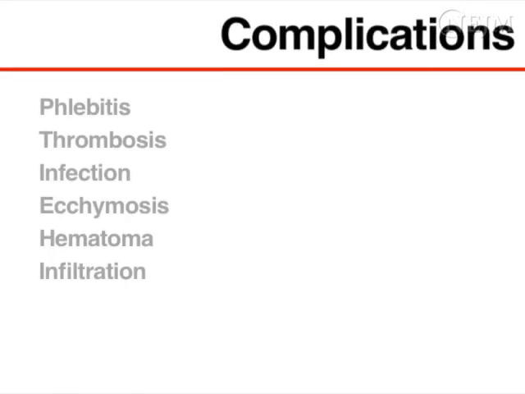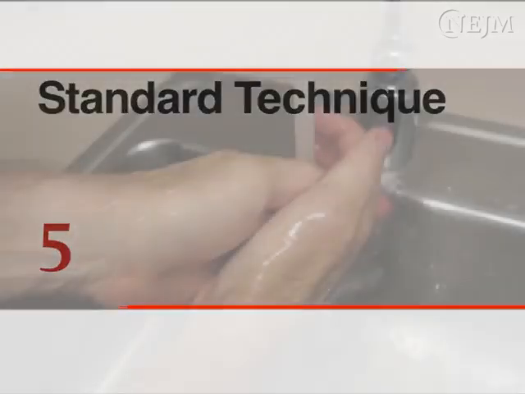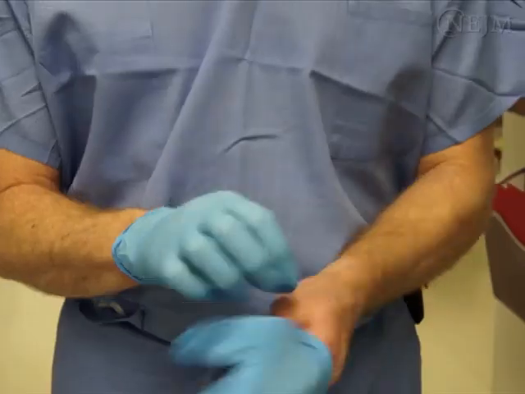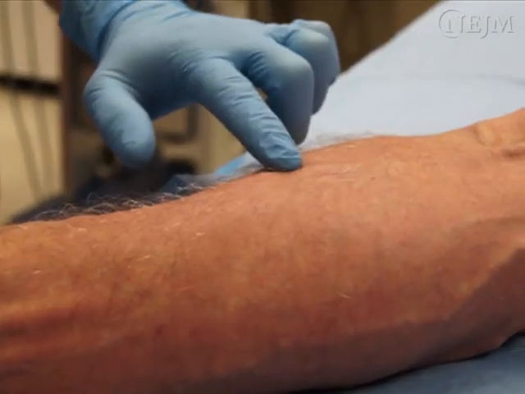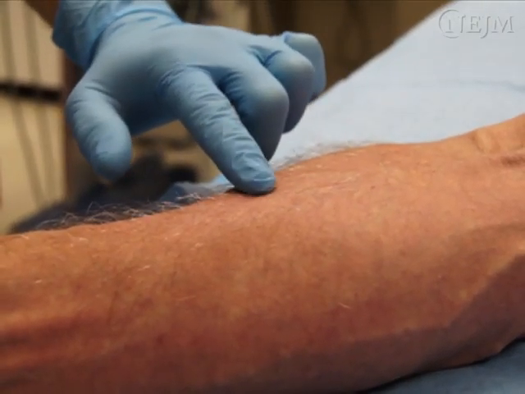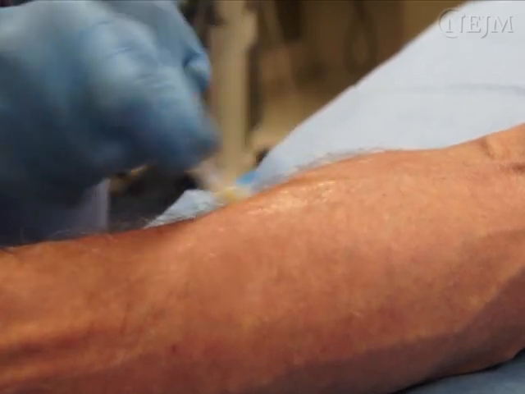Potential complications of IV catheter placement include phlebitis, thrombosis, infection, ecchymosis, hematoma, and infiltration. Wash your hands and use universal precautions. Apply the tourniquet. Palpate or visualize the vein. Veins should be soft, elastic, and resilient, and should be pulseless. Clean the skin with the antiseptic swab.